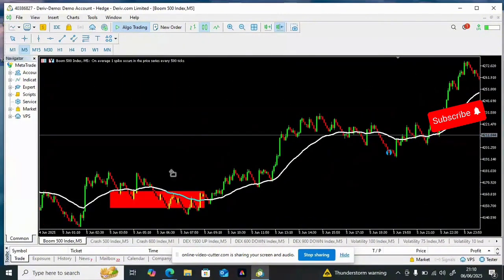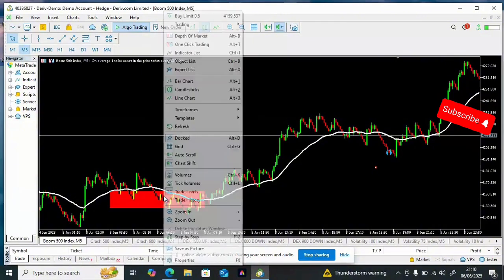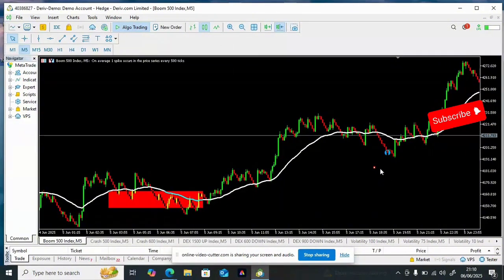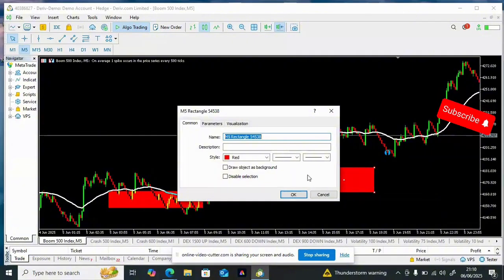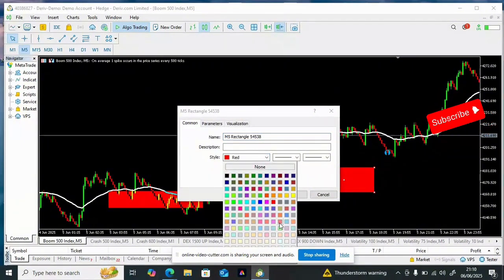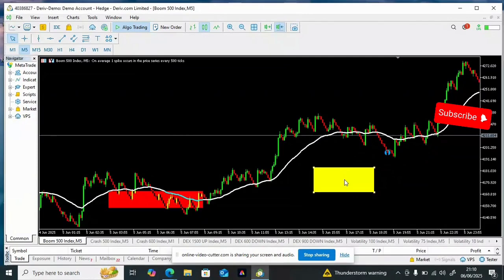I already marked this zone. I don't know why I put this zone here. I don't know what it was for. Anyway, let's forget this zone. Let's deal with this one. Let's change it. The zones that you're working on will be in color. Let's put it on yellow. We only want the yellow zone. All right, focus on the yellow zone.